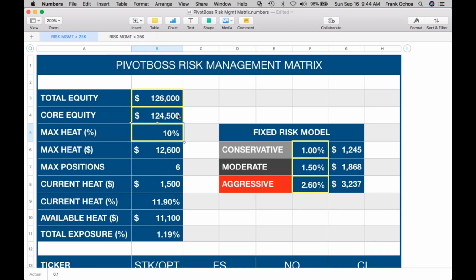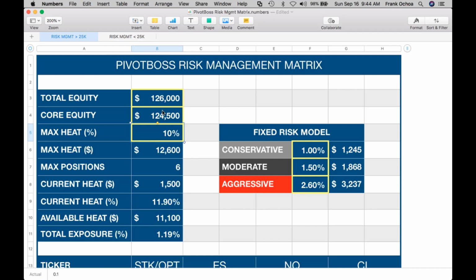So again, I usually do this as each trade happens. Right now I'm trying to simulate a week out. So right now 126K would be our total new equity after those trades were closed out and we made some money. But we still have one trade that has $1,500 of risk in it left. And so that gives us 124.5 as our core equity. That means that with the 1,500 at risk, we can risk 12.6. So we're only invested 12% of that current heat so far. The available heat is 11.1, and we're only 1% invested.